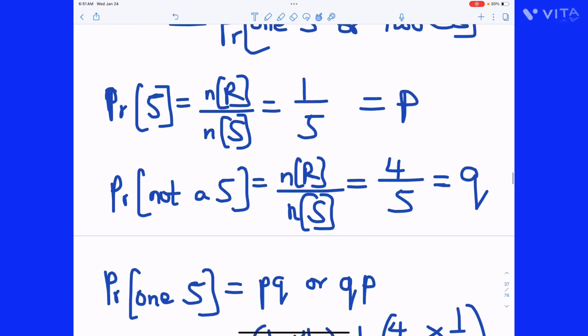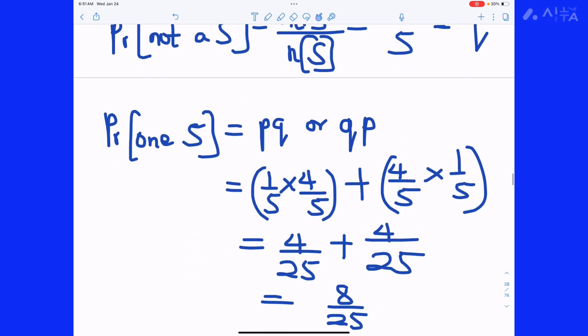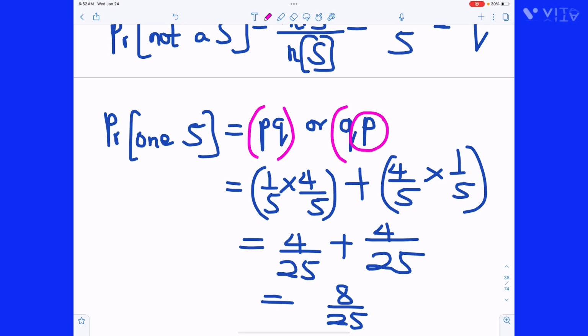So let's say the probability of getting a 5 is success, P. That would be 1 over 5. The probability of not getting a 5, let's say that is failure, Q. That's 4 over 5. So that means the probability of getting one 5 will now be the probability of getting a 5 in the first spin, that's success, then another number in the second spin, that's failure, or another number in the first spin, then a 5 in the second spin, that's failure and success.